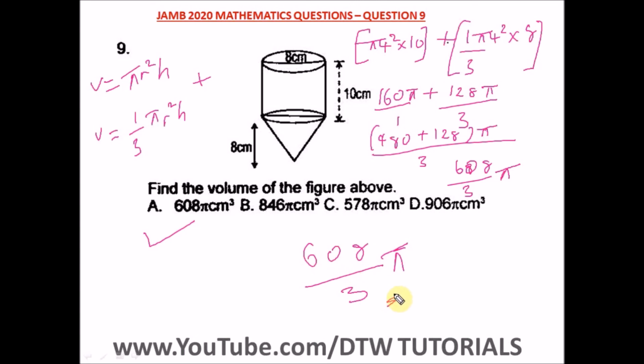But A looks a little bit closer to what we have here. So in JAMB, sometimes we can't leave our answer blank. We have to pick an answer. So pick something that is nearest to this, which is what? A. So that is A.